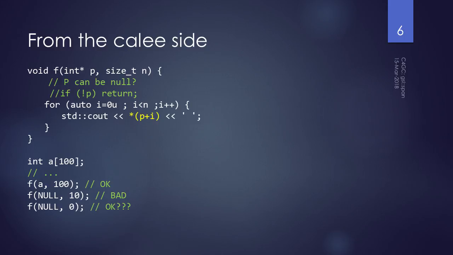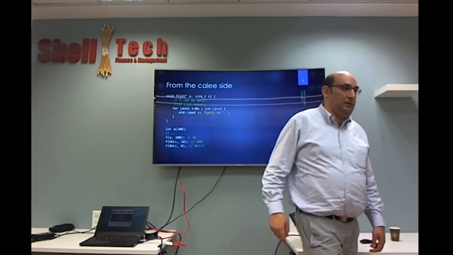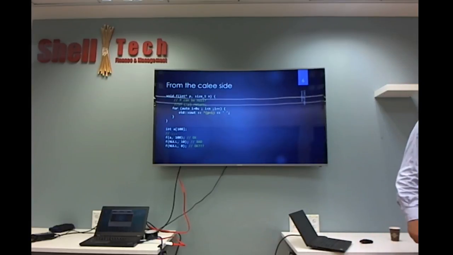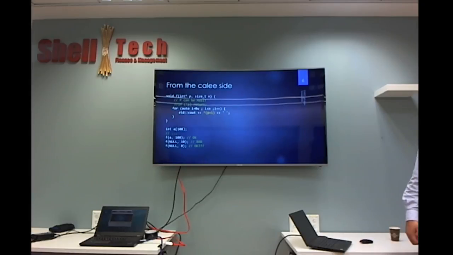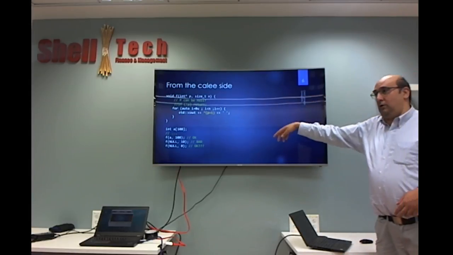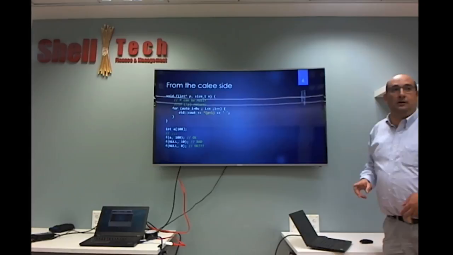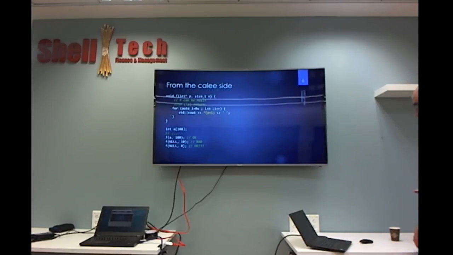And here I print the items of the array using pointer arithmetic. So this call is okay. This call is certainly bad. This one is questionable because the size is 0. So the pointer can be null. But what does it mean? This function will be okay with the third call, but it is not always clear.